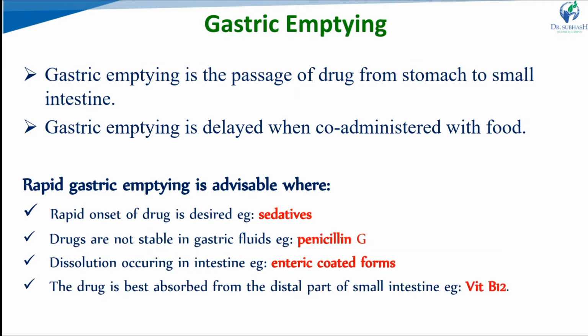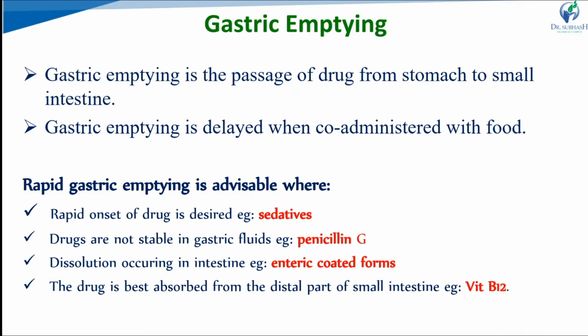An example is the sedative class of drugs. Also, if drugs are not stable in GI fluid or GI pH, we require rapid gastric emptying so we can protect the drug from the acidic medium and the drug reaches the small intestine faster. Examples are penicillin G, which is not unstable in GI pH, and erythromycin. Dissolution of these drugs occurs in the intestine, their solubility and dissolution profile is good there, and their absorption profile is also good in the intestine. So we require rapid gastric emptying time.